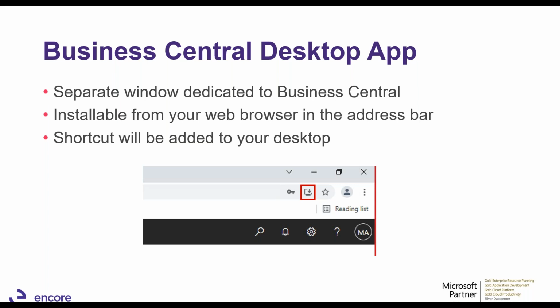This is installable from your web browser in the address bar, and you'll see that little download icon which we've highlighted. It'll be on the far right side of your address bar in the browser that you're using. A shortcut icon will also be added to your desktop for whenever you want to open the Business Central app back up, and it will remember whichever environment that you were in when you were last using Business Central.